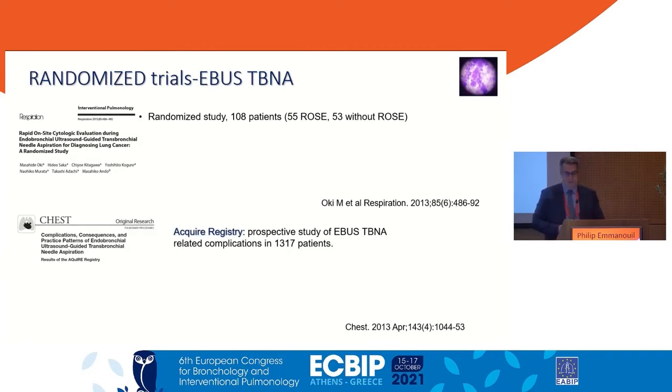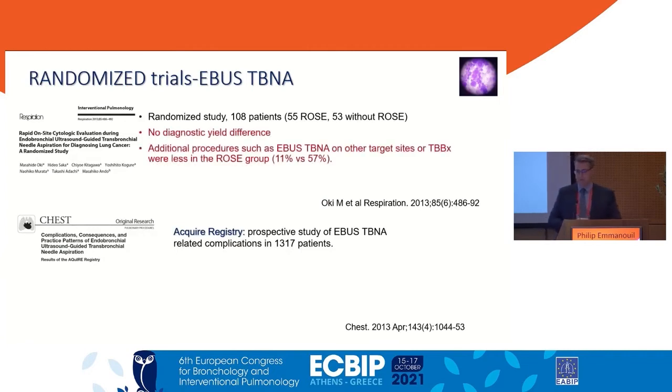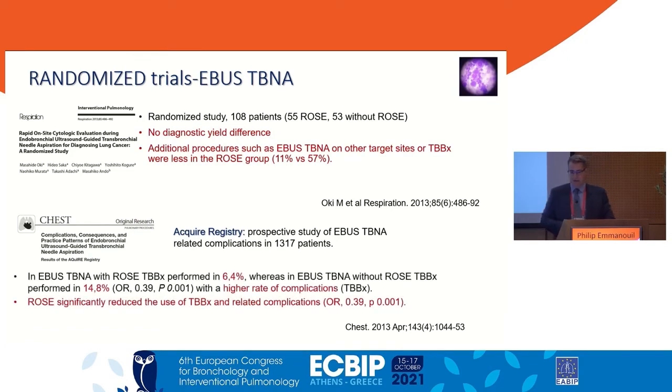What about EBUS-TBNA studies? Two studies, similar results, fewer transbronchial biopsies when ROSE was used, and in the AQuIRE registry, which was a large registry of bronchoscopies from the United States, it was shown that when we used ROSE, transbronchial biopsies were performed in 6.4%. When we were not using ROSE, transbronchial biopsies were performed in 14% of bronchoscopies.